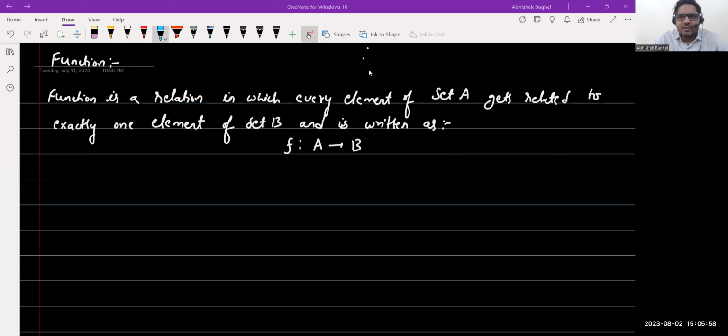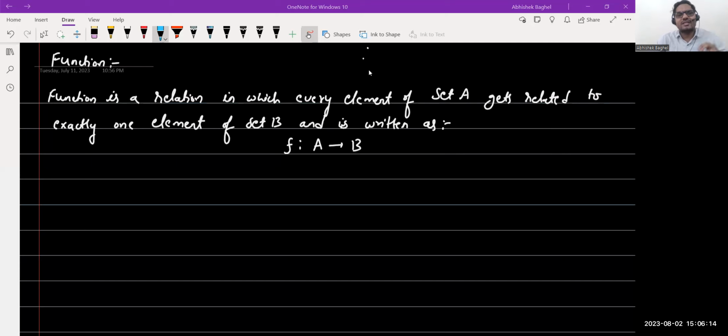So in today's session, we'll start with the very important and very interesting chapter, that is function. Function is really important, easy as well as very interesting, right? So without any further delay, we'll start with the session. So first thing is function.